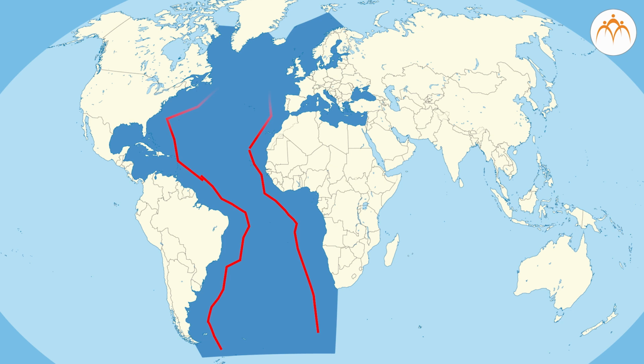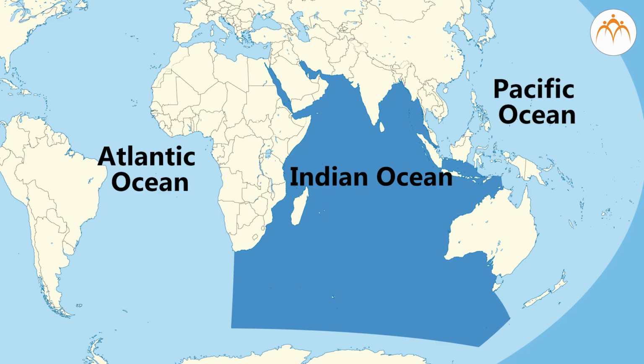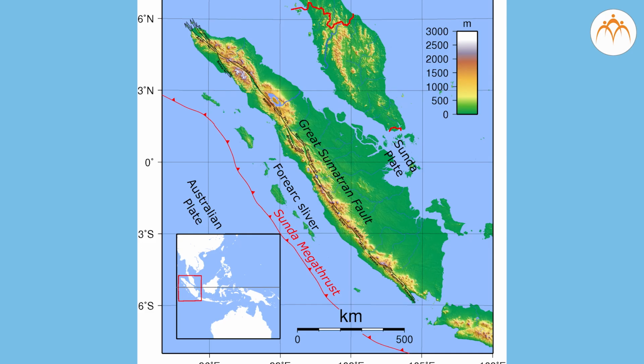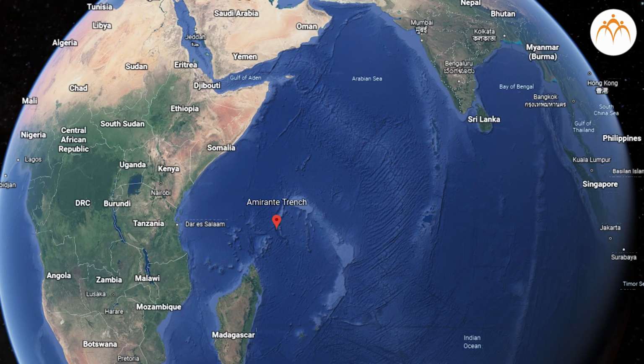The spread over area of Indian Ocean is smaller than Pacific and Atlantic Ocean. The average depth is 4,000 meters. On the northern side of Indian Ocean, it is divided into two parts, the Arabian Sea and the Bay of Bengal. The spread is wider in the southern area of the Indian Ocean. Java or Sunda, Obe, Mauritius and Amirante are the depressions present here.